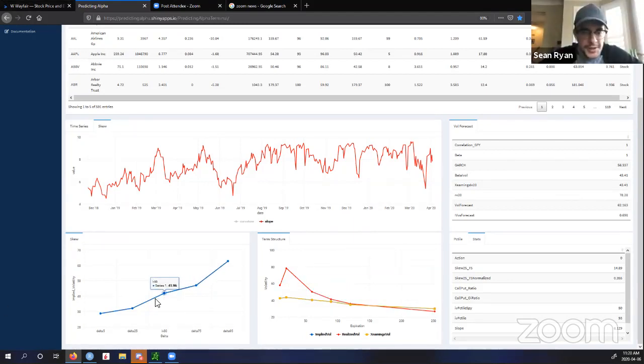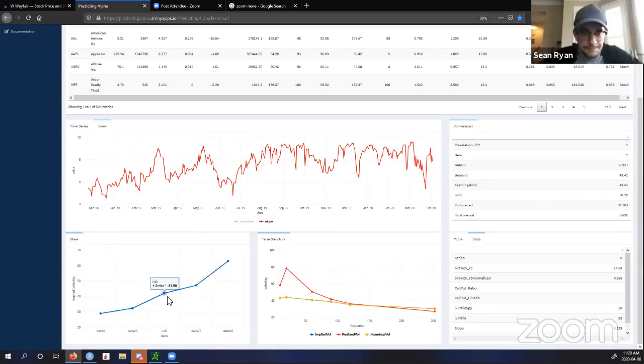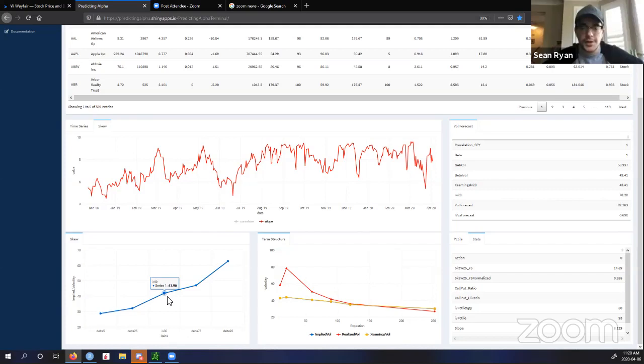What options are you looking at purchasing? I'm probably going to buy the 30-day at the money straddle. Oh yeah. Are you going to buy a straddle? I'll buy a straddle. Yeah. Are you going to put any directional skew on it or no? No, I don't think so.